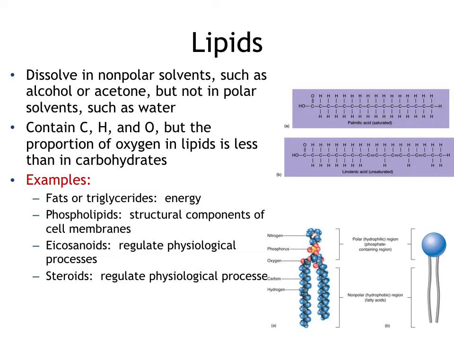These are important structural molecules. They form the membranes of cells. Some of them are important in storing energy. Body fat is what are called triglycerides, which means they have 3 fatty acids. And some of these are regulatory molecules, like steroids, like testosterone or estrogen.